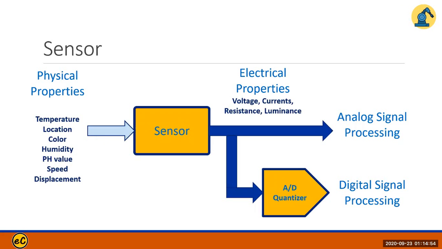Sensors. Sensors take in the physical properties: temperature, location, color, humidity, pH value, the base and acid, speed, displacement, and there are many other physical properties that you can sense, you can measure. And then you send out the electrical properties such as voltage, current, resistance, luminance level of the light. And then you can send it as an analog signal for a circuit to process, or you can quantize it by an AD converter, analog to digital conversion. And then it will send back to the processor for digital signal processing.